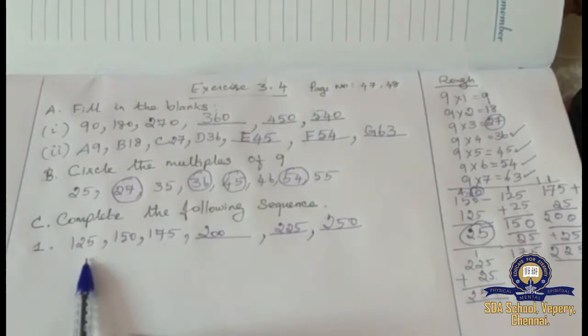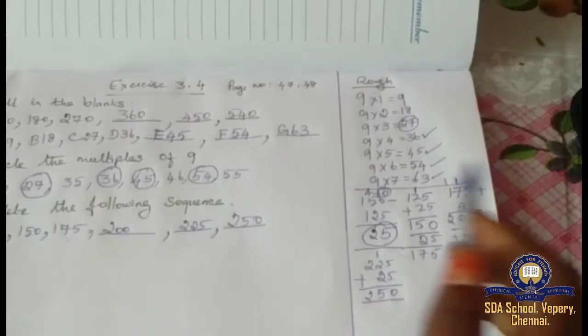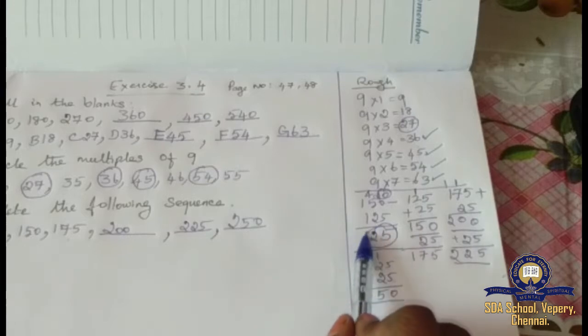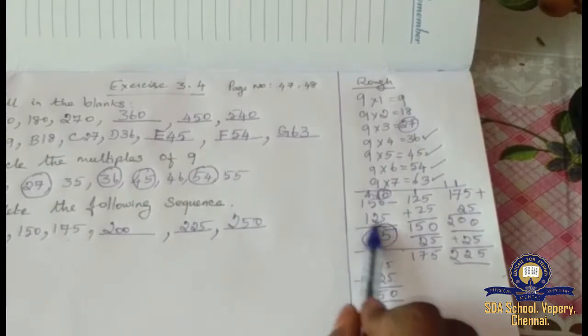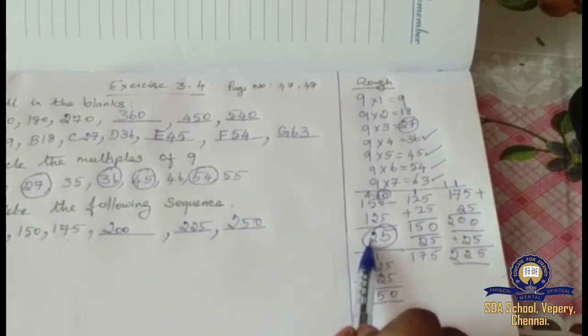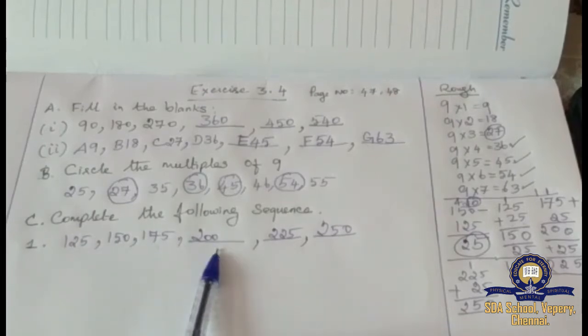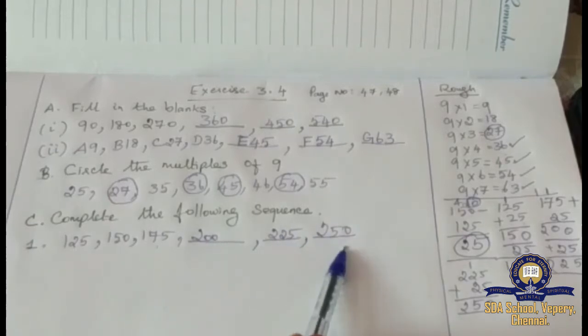So 125, what is the difference between two numbers? You have to find out. The difference is, how to find out the difference? Subtract 25 from 150. So 125. So the number we obtained is 25. So this difference you have to add with the previous numbers to get the next number. So you have to add 25 with this to get 200. Then add 25 with 200 to get this number. Add 25 with this number to get this number.